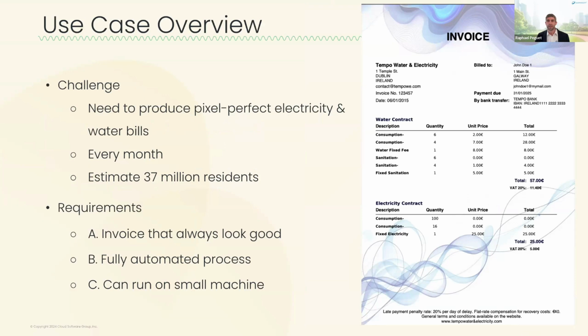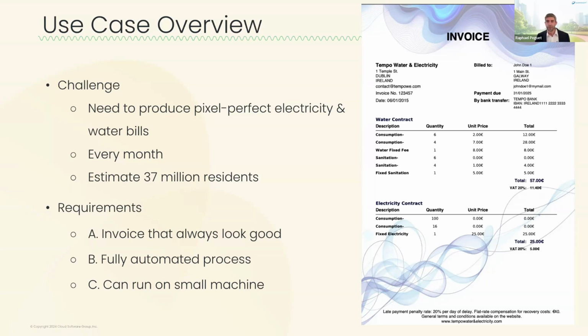The use case: I need to produce pixel perfect electricity and water bills, to send these bills every month, and I have a large population. So my requirements in this demo are invoices that always look good, so I never get a single total line on the second page or things like this. I'm using JasperReports for that. I need fully automated processes, so I don't need someone to run it manually and risk delays or errors during some months. And I need an engine that can run on small machines, so I don't need to invest a lot in hardware and pay large fees for a SaaS environment.